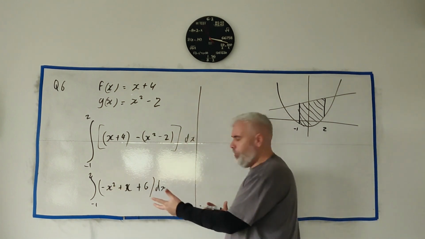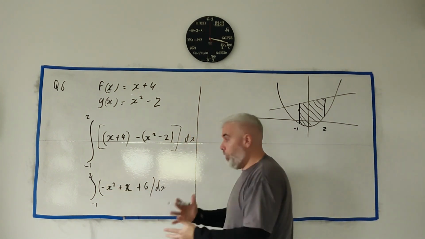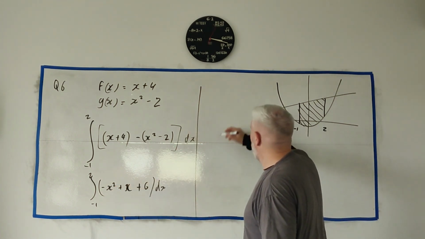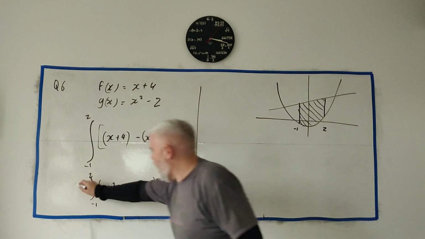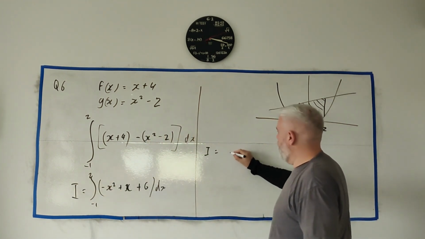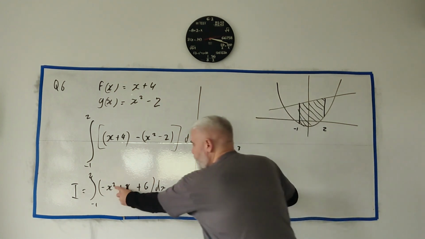Integrate this. It's quite simple to integrate polynomials. X squared becomes x cubed. So I'll write it here. We'll say I equals this. I equals x cubed. This 2 becomes a 3.